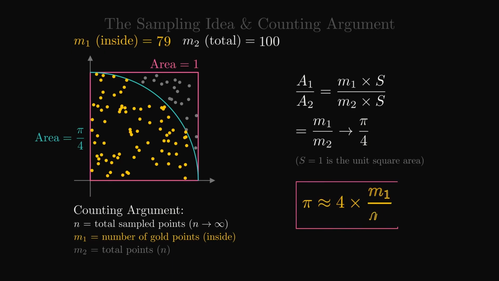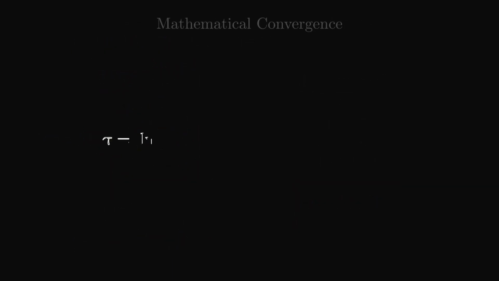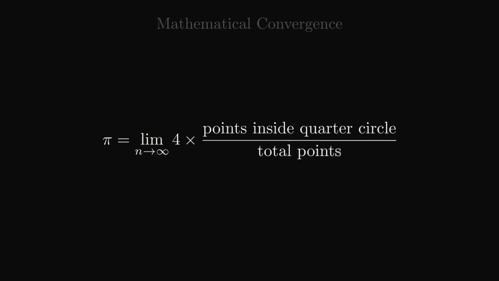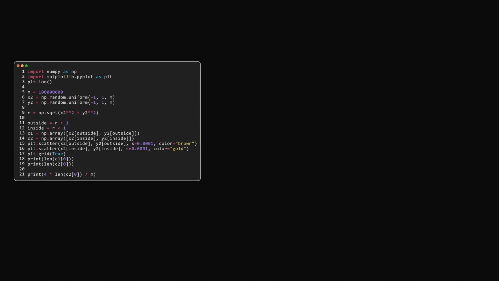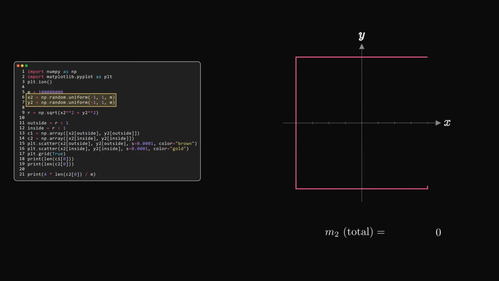By multiplying this ratio by 4, we can mathematically approximate pi. As our sample size approaches infinity, our approximation converges into an exact truth. We can see this in action computationally. By writing a few lines of Python, we can simulate millions of random points in an instant. This is known as a Monte Carlo simulation.